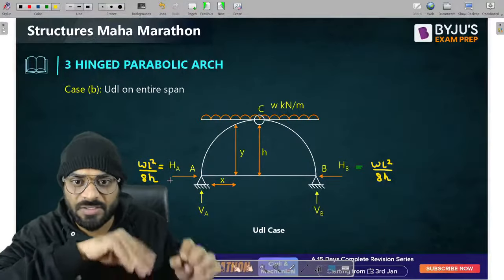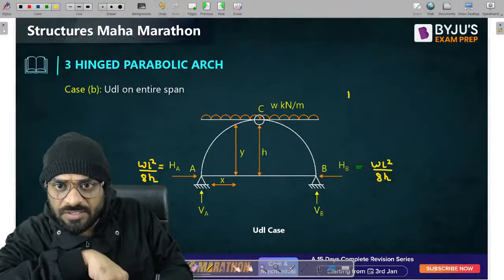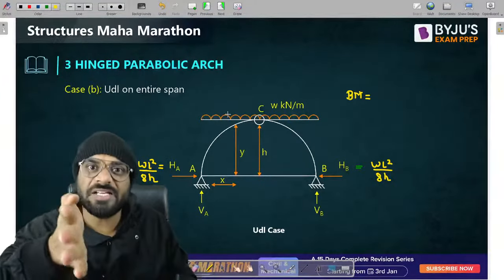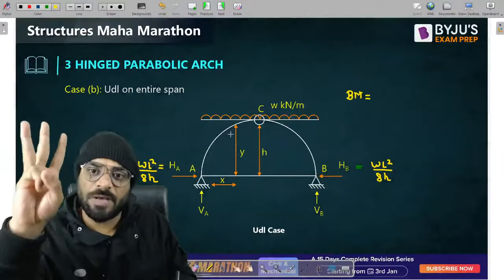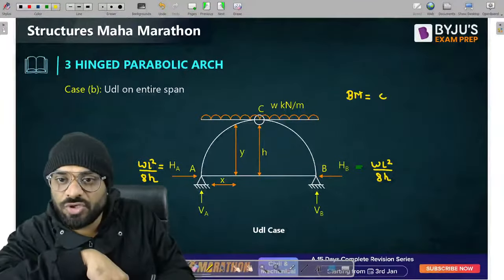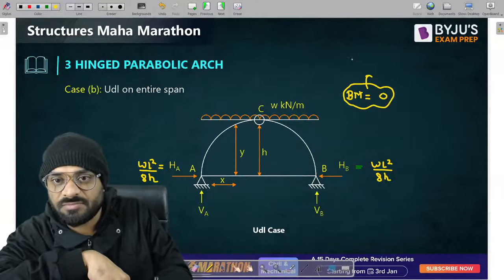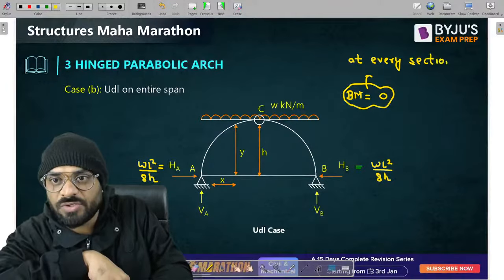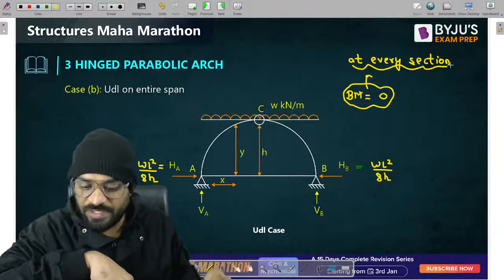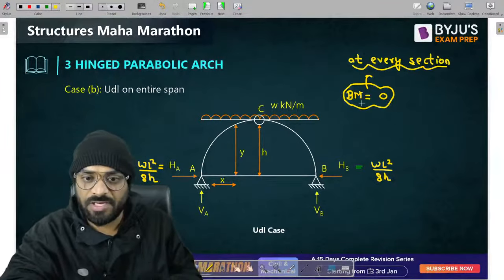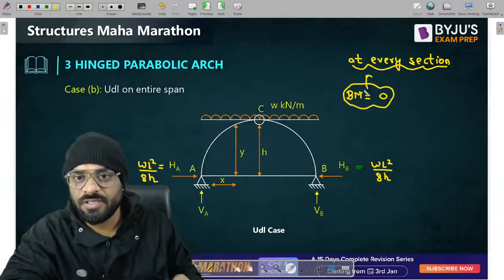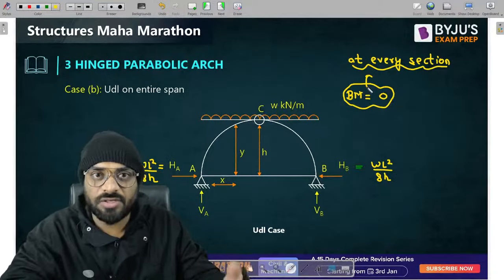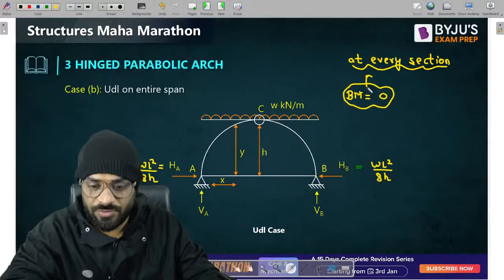But one more condition, guys: if you have a UDL on the entire span in case of a 3-hinge parabolic arch, then the bending moment should be equal to 0 at every section. At every section, the bending moment value is equal to how much? It should be equal to 0. Very important point, guys. You already know this, but I am just giving you a complete revision so that you can recall the concepts.